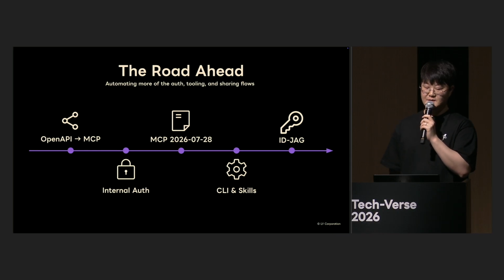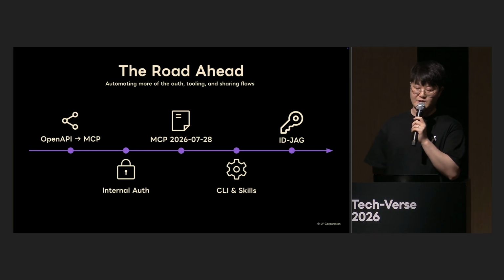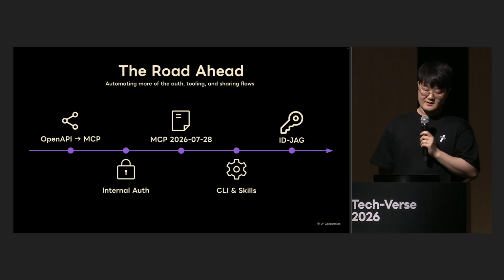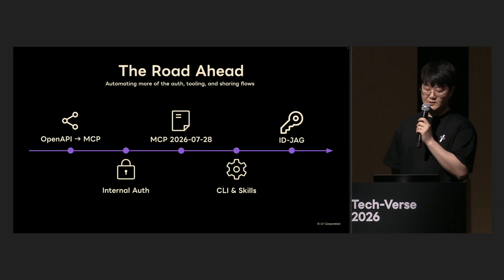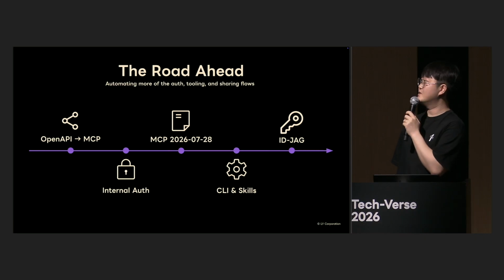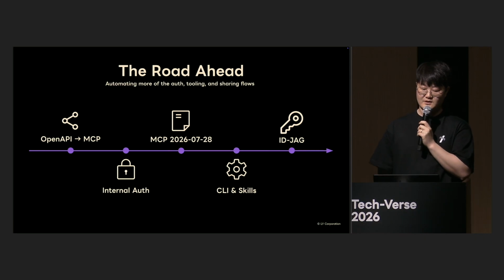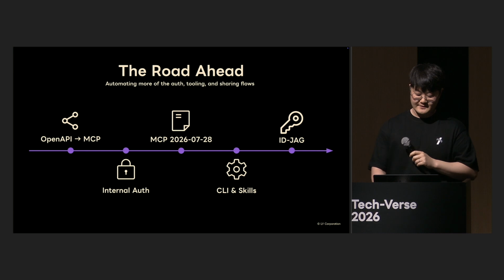The last one is IDJAG. This is aimed at automating token exchange and authority delegation between various systems to provide more secure and convenient cross-system access. Ultimately, the goal is to enable more teams to create, connect, and reuse MCPs. The platform takes on more of the burden of authentication and operation. I will elaborate on two related points.